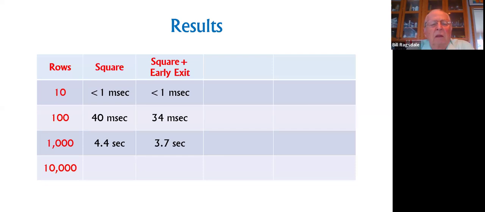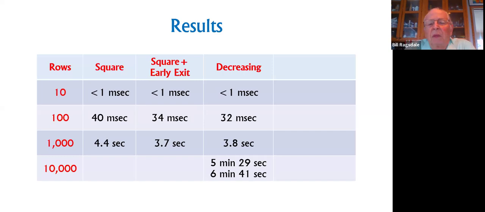If we apply the early exit, this means that once a pass is made through the entire matrix with no exchanges made, then we terminate a little earlier. For 100 rows, it ends up being 34 milliseconds on average. For 1,000 rows, it improves the time from 4.4 seconds to 3.7 seconds. And remember, this early exit time is subject to some variation because it really depends on the randomness of the sort and how soon the early sort meets its final condition.